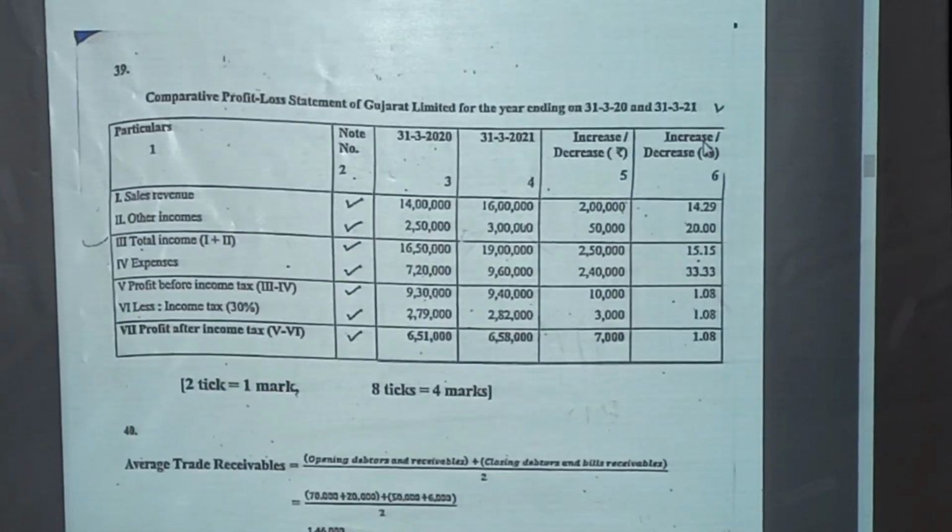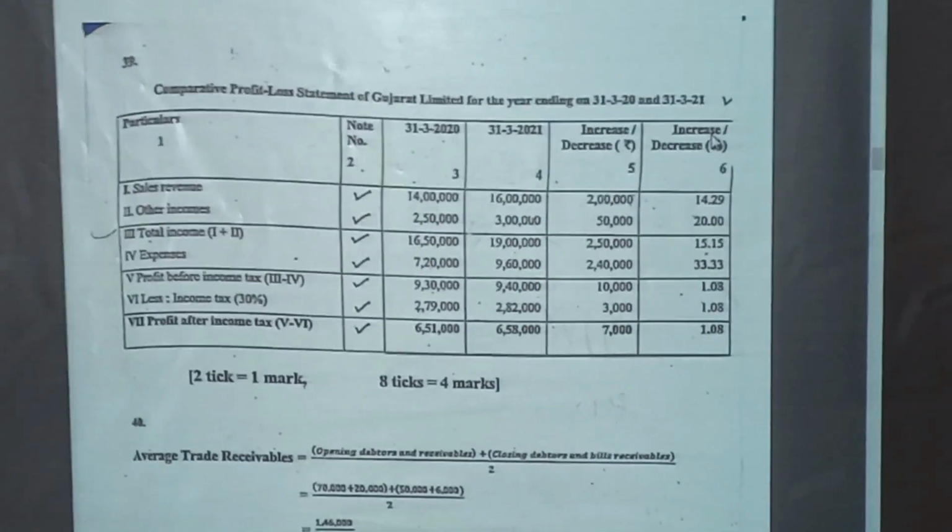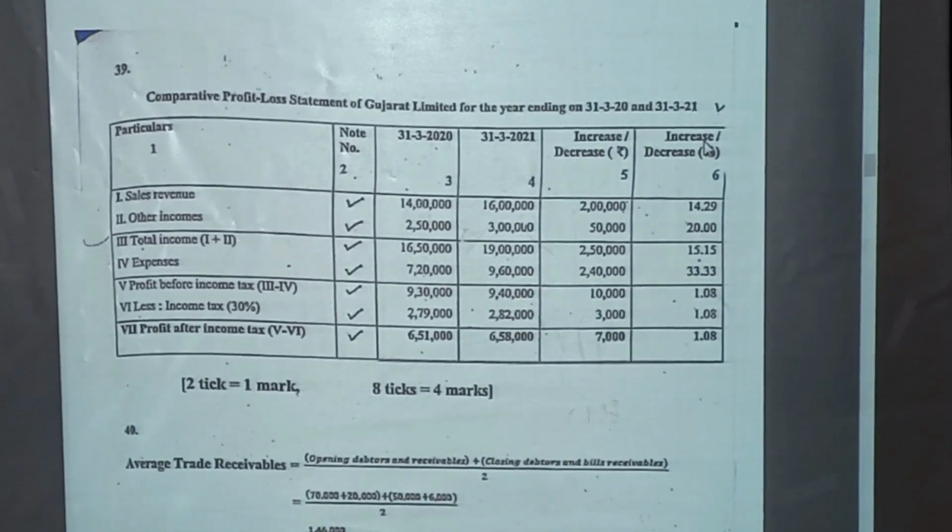The next question is of part 2, chapter number 4, financial statement. In this question, 2 ticks and 1 mark. That means if students want to get 4 out of 4 marks, students need 8 correct entries, and for each correct entry students can get 0.5, that means half a mark. So if students want to get 4 marks, students need to have 8 correct entries.